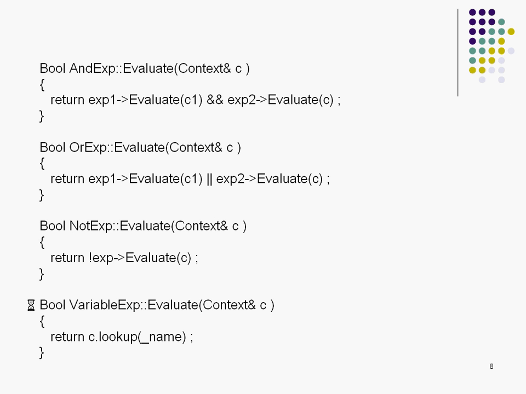So that's the last one. The evaluate of the variable exp takes a context class and does a c.lookup. The name is from the variable exp object, and it just returns the value of that variable. The evaluate of the AND exp also takes a context class, and all it does is exp1 evaluate c and exp2 evaluate c.